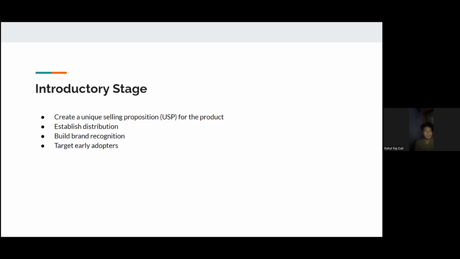And finally, in the introductory stage, Worldlink will also focus on targeting its early adopters. Worldlink can target its early adopters by offering various kinds of promotions and discounts on the products and services that they are trying to sell. And Worldlink will also, at the same time, actively seek feedback from early adopters to improve the product and address any issues or concerns. So on to the next slide.